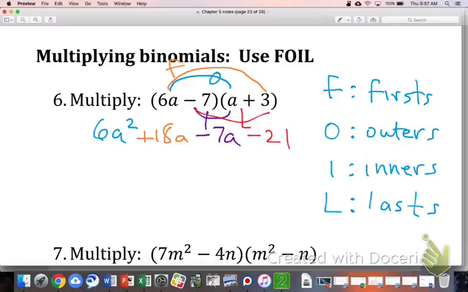A lot of times, it won't be true of every single time, but a lot of times you'll end up with some terms in the middle that can be combined. And can you see that here? You see how the positive 18a and the negative 7a are actually like terms? So when you add those up, what do you get? 6a squared plus 11a. You got it, plus 11a minus 21. Okay? So that's FOIL. That make sense?